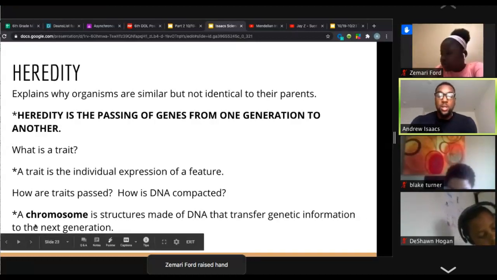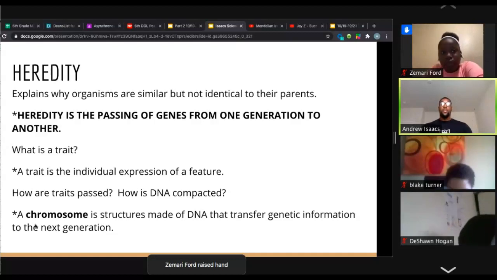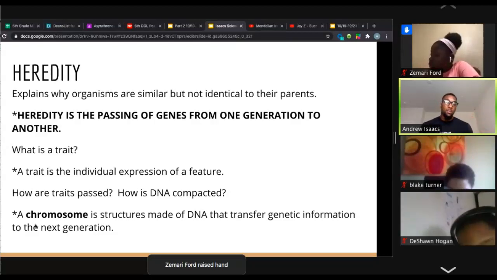So the way that these traits are passed, and where these traits are held, is inside chromosomes, right? A chromosome is a structure made of DNA that transfers genetic information to the next generation. So we have different chromosomes that are passed, and when those chromosomes are passed through sexual reproduction, that is how you get the traits that you have, and that's how we are able to see heredity.